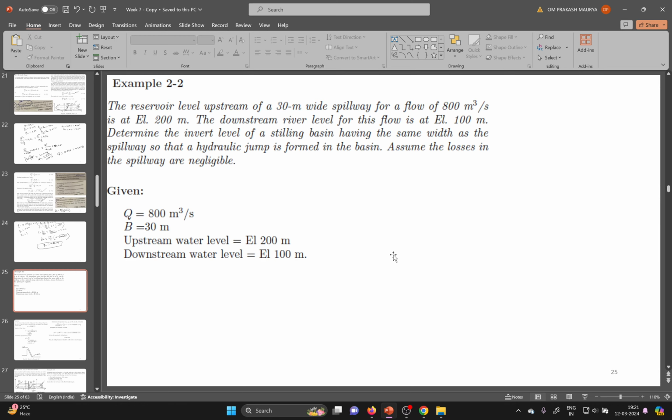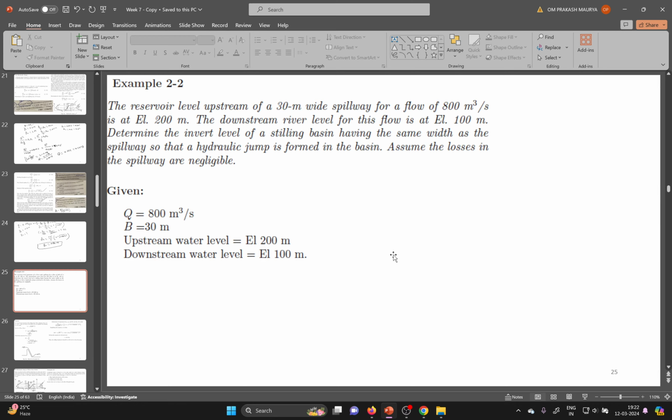Example 2.2: The reservoir level upstream of a 30-meter wide spillway for a flow of 800 meter cube per second is 200 meter. The downstream river level for this flow is at elevation 100 meter. Determine the invert level of a stilling basin having the same width as the spillway so that the hydraulic jump is formed in the basin. Assume the losses in the spillway are negligible. All losses here you need to assume negligible.